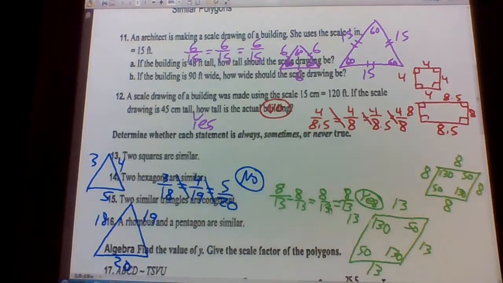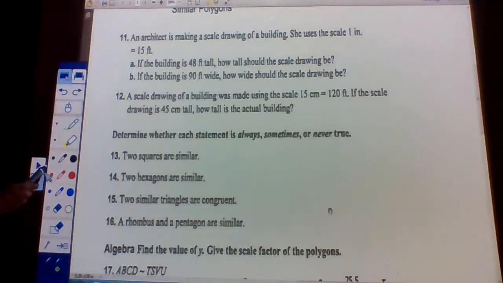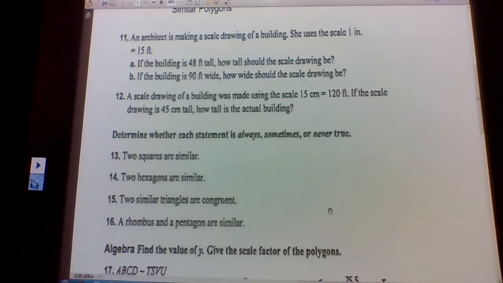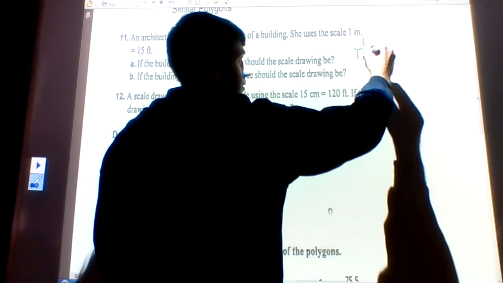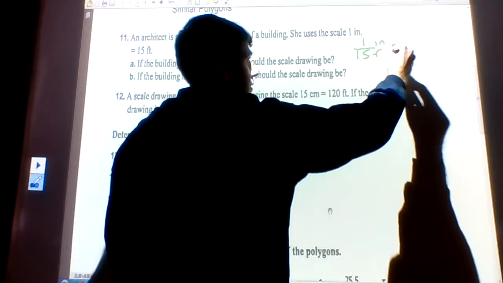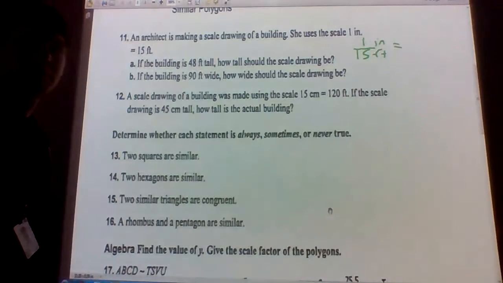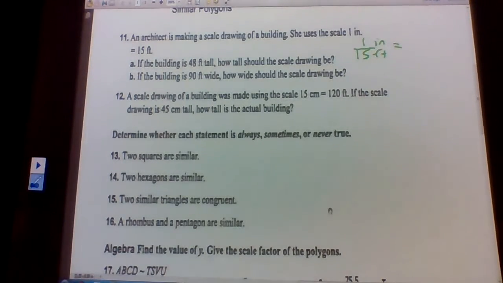Okay, an architect is making a scale drawing of a building. She uses a scale of 1 inch to 15 feet. So they're giving you one of the ratios. 1 inch is 15 feet. If the building is 48 feet tall, how tall should the scale drawing be?